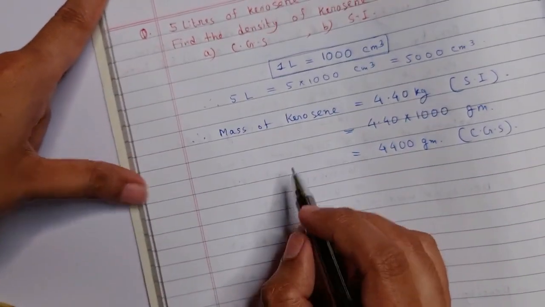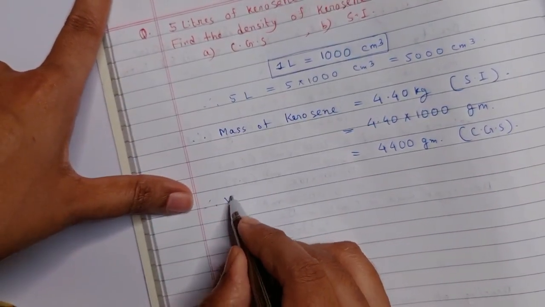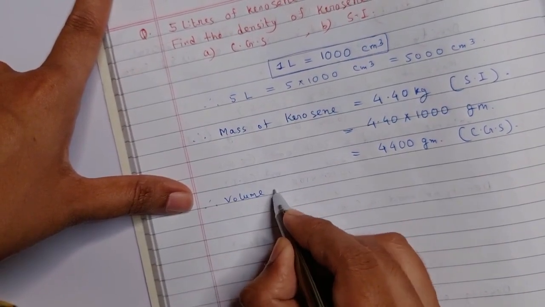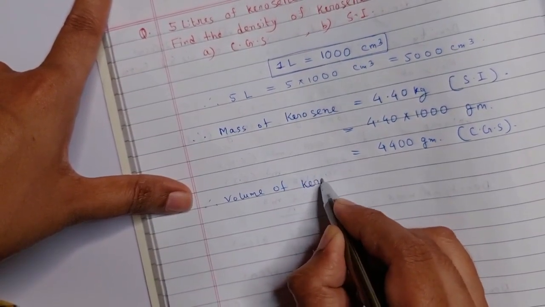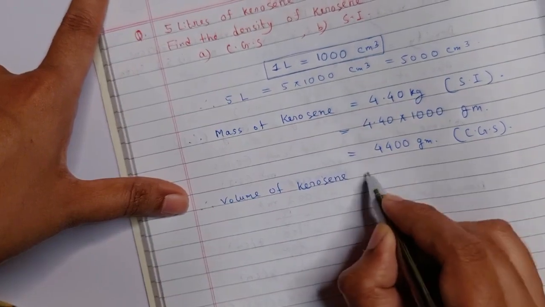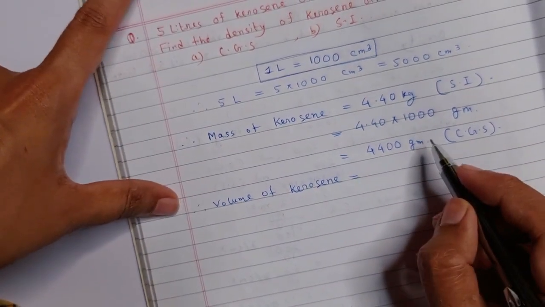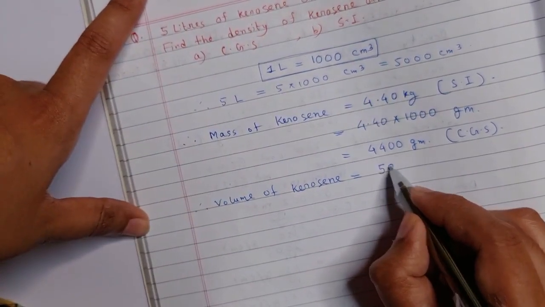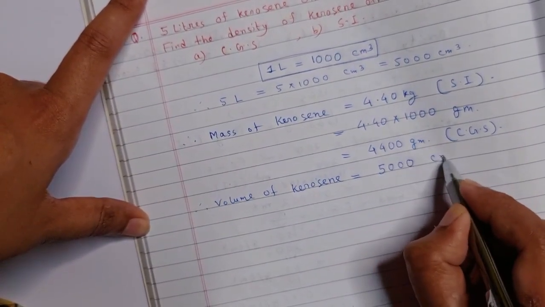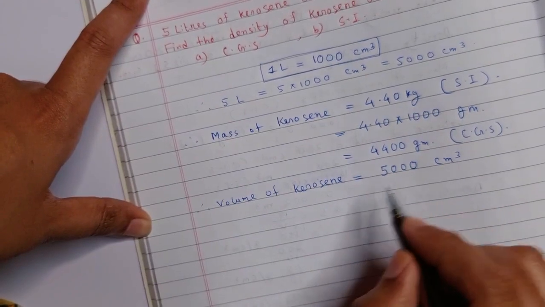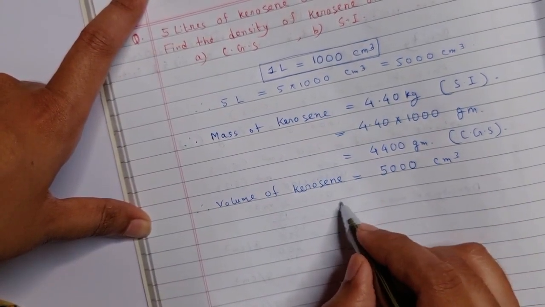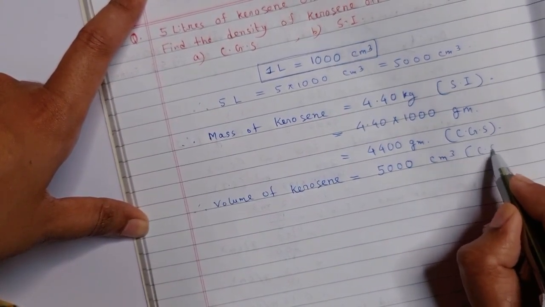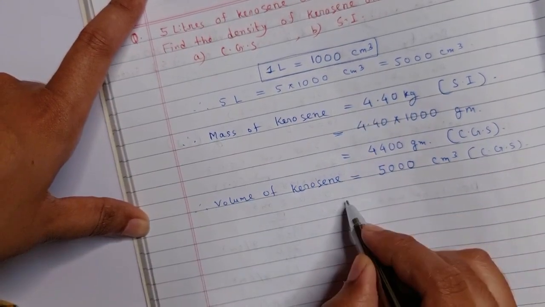Now what is the volume of kerosene? Volume of kerosene is equal to 5000 centimeter cube because I have converted into cc, centimeter cube. And this is in CGS system.